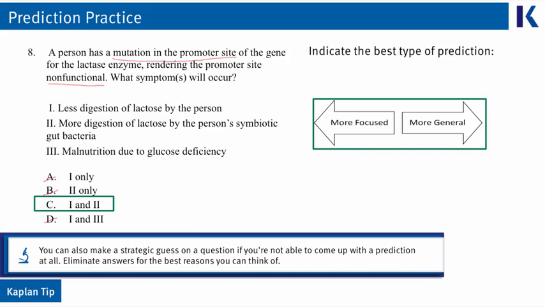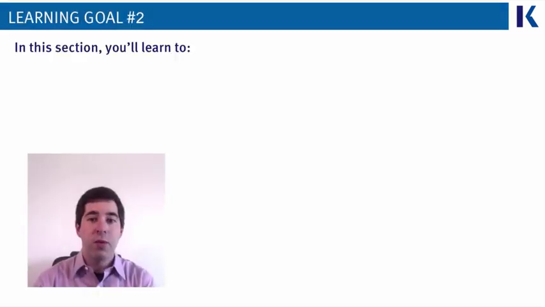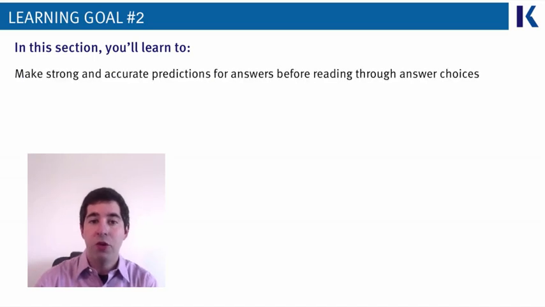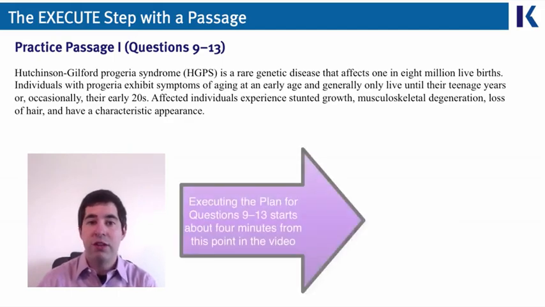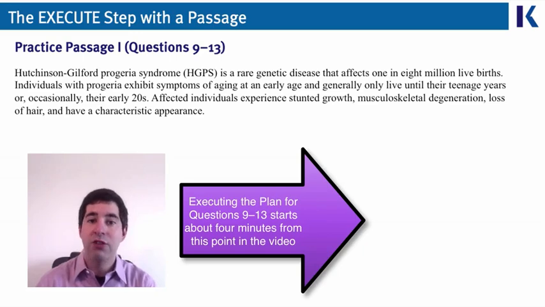So now that we've looked at when to make a more focused prediction versus when to think more generally about the science, let's actually start working on the execute step and coming up with those predictions. We're going to do this in the context of a passage, and this is actually the same passage that was presented in Lesson 5.2. So if you've seen Lesson 5.2 recently, feel free to skip ahead to when we actually start executing our plans for these questions.